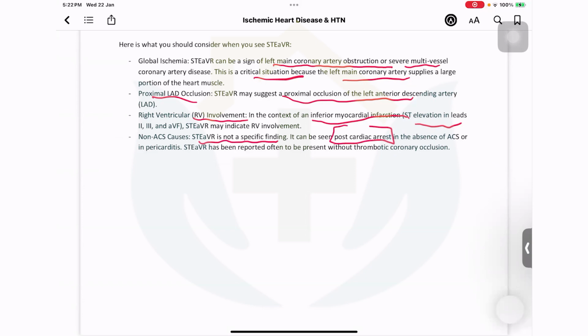After cardiac arrest, in the absence of ACS, it can have ST elevation in any kind of pericarditis. Interestingly, recently we had a patient of uremic pericarditis in whom the only changes we could see were ST elevation in AVR with V3 to V6 ST depressions and T-wave inversions. Okay? Is that okay? Good.